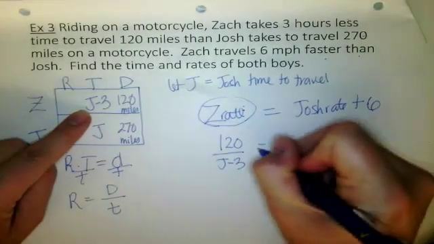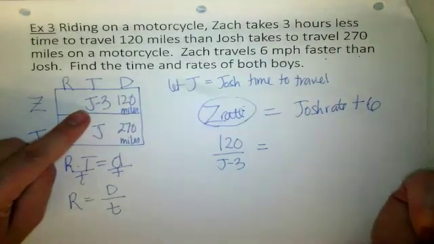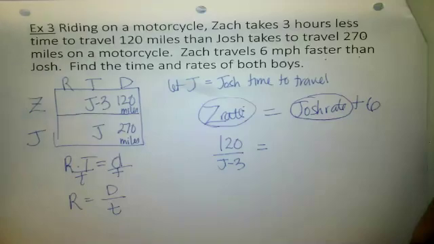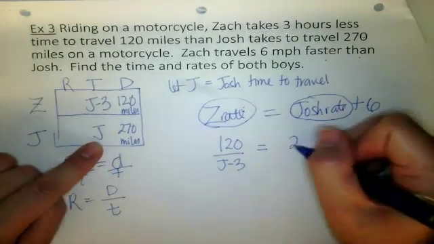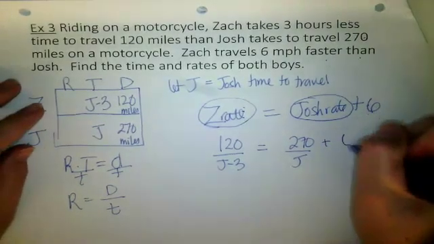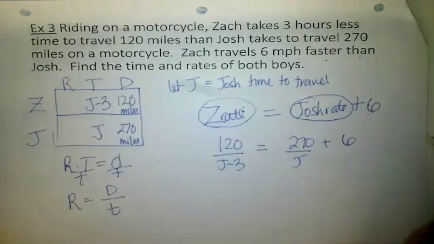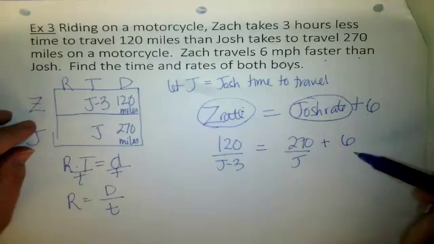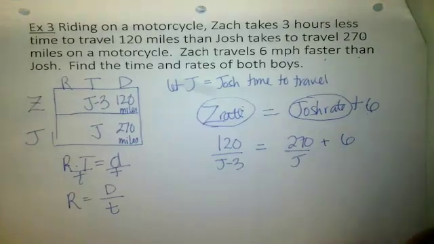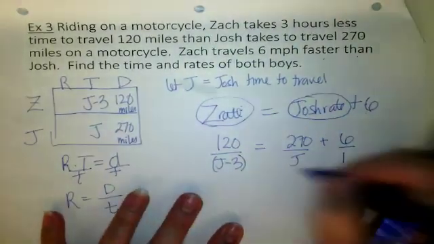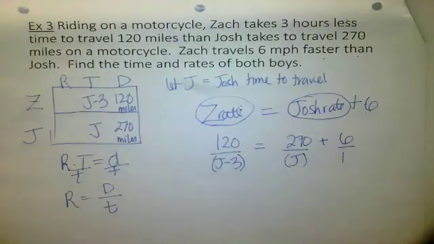Is there anything like this on the homework? Yes. You know it's gonna be hard. What's Josh's rate? 270 divided by j. And then we know it's plus 6. So this is what we did yesterday. Common denominators. I know I can't factor j minus 3, and j is also its own little factor, so I'm going to do just like I did yesterday to clear those fractions.